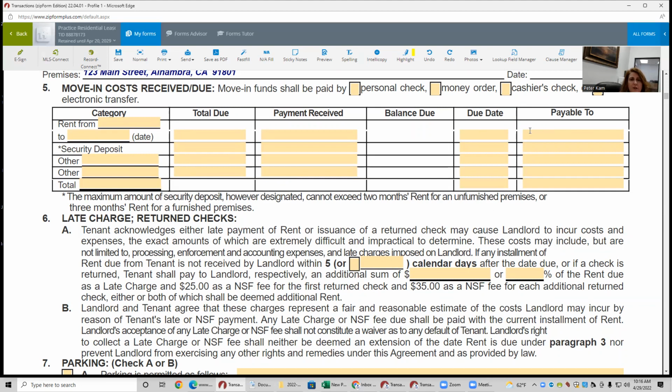Also, here, make sure you're putting it payable to. It's always good not to leave blanks, even though we have the landlord on this agreement. Make sure you're putting payable to in these boxes and the due date.